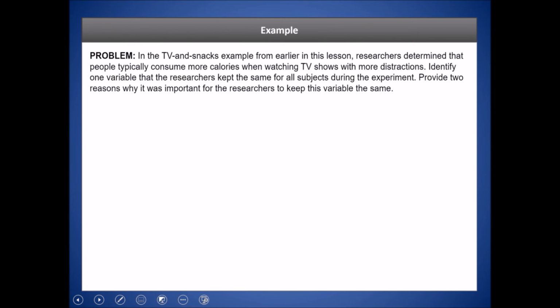Okay, so let's look at another example. So in the TV and snacks example that we looked at earlier, researchers determined that people typically consume more calories when watching TV shows with more distractions. Identify one variable that the researchers kept the same for all subjects during the experiment. Provide 2 reasons why it was important for the researchers to keep this variable the same.